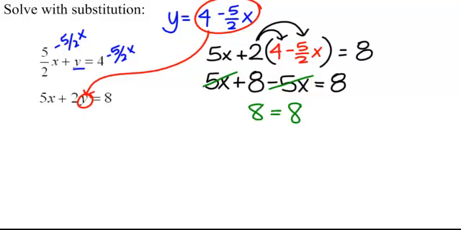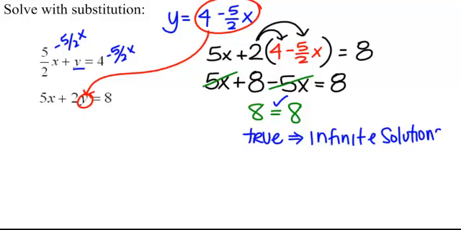When you get something that is a true statement, this means this always works, no matter what I plug in for x or y. So that means that we have infinite solutions, just like when we were solving before. But in terms of our graph, this would mean that they were the same exact line. These two equations right here represent the same thing, they're just written differently.